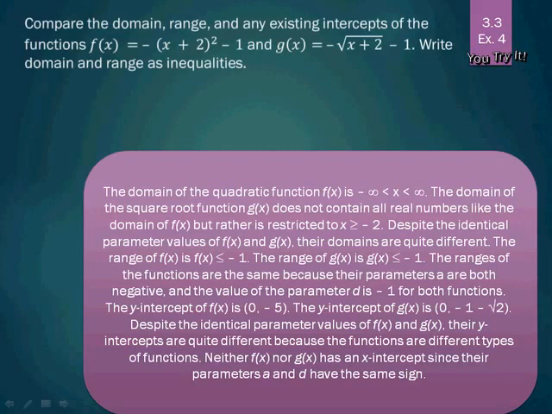The ranges of the functions are the same because their parameters a are both negative, and the value of the parameter d is negative 1 for both functions. The y-intercept of f of x is 0, negative 5. The y-intercept of g of x is 0, negative 1 minus square root of 2. Despite the identical parameter values of f of x and g of x, their y-intercepts are quite different because the functions are different types of functions. Neither f of x nor g of x has an x-intercept since their parameters a and d have the same sign.